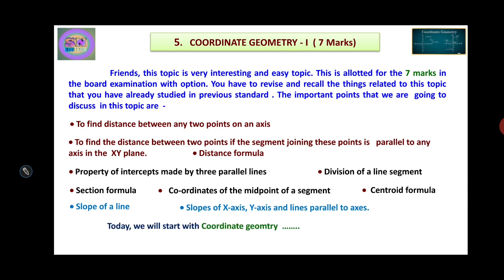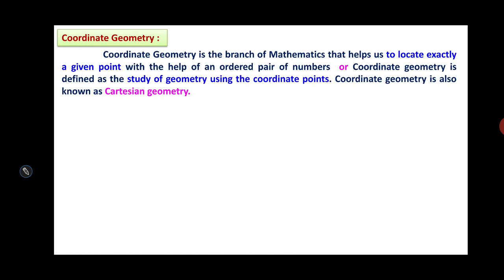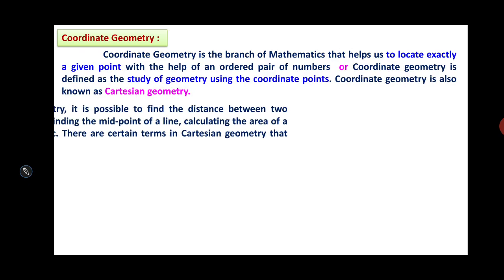Today we will start with coordinate geometry. So friends, we start with what we mean by coordinate geometry. Coordinate geometry is the branch of mathematics that helps us to locate exactly a given point with the help of an ordered pair of numbers. Or one more way you can define it: coordinate geometry is the study of geometry using coordinate points. Coordinate geometry is also known as Cartesian geometry.